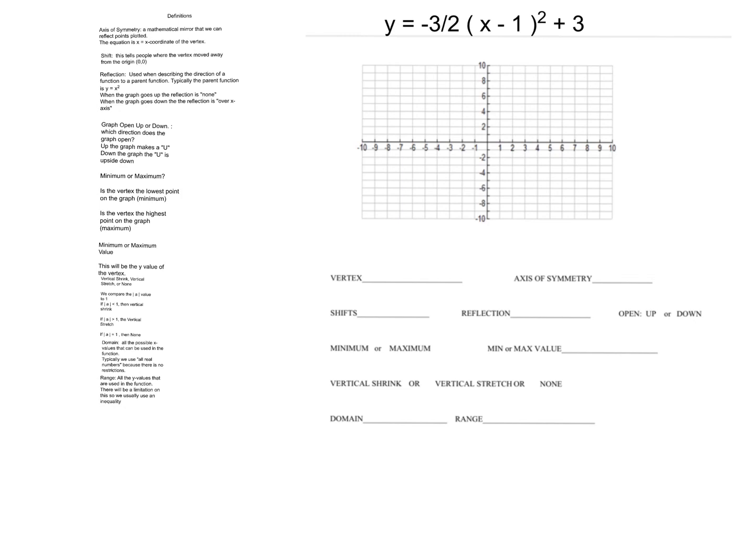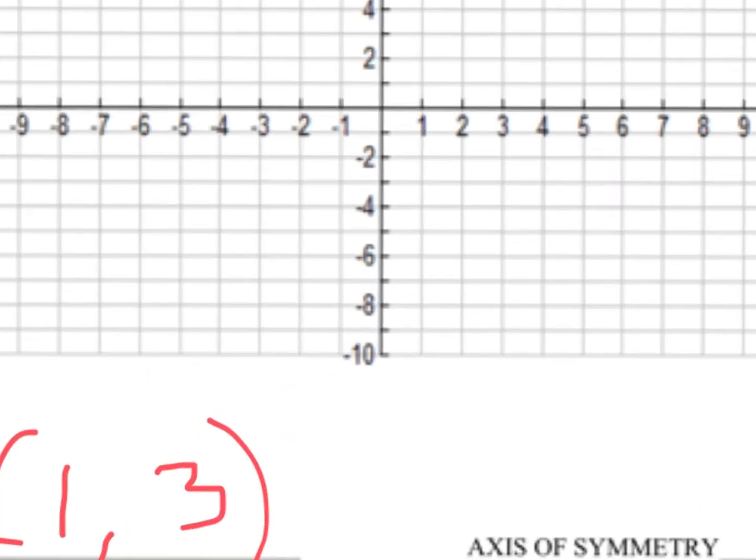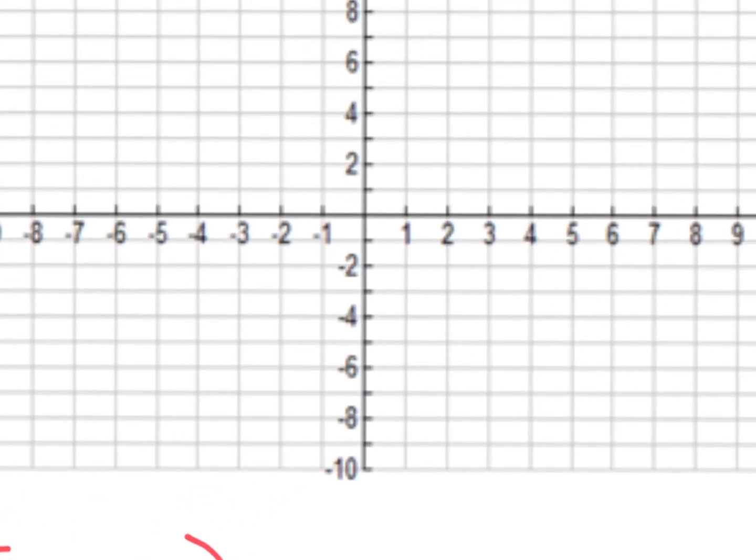Alright, let's talk about this one. First things first, I notice I'm in vertex form. So, the opposite of that gives me my vertex. Alright, so let's zoom in and let's graph our coordinate at 1, 3.